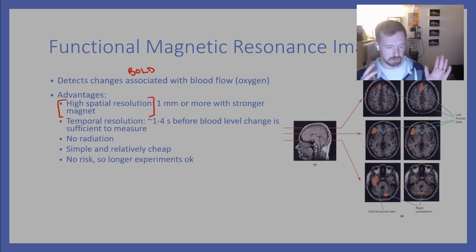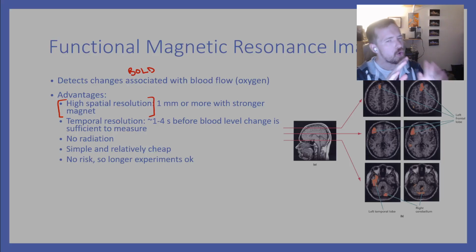So what that means is that when they do the analysis here, they're able to essentially look at 1 millimeter cubes throughout the brain. They're able to divide the brain up into 1 millimeter cubes to look at whether or not those areas are active or not. So that's much better than the others that we've talked about in this chapter.